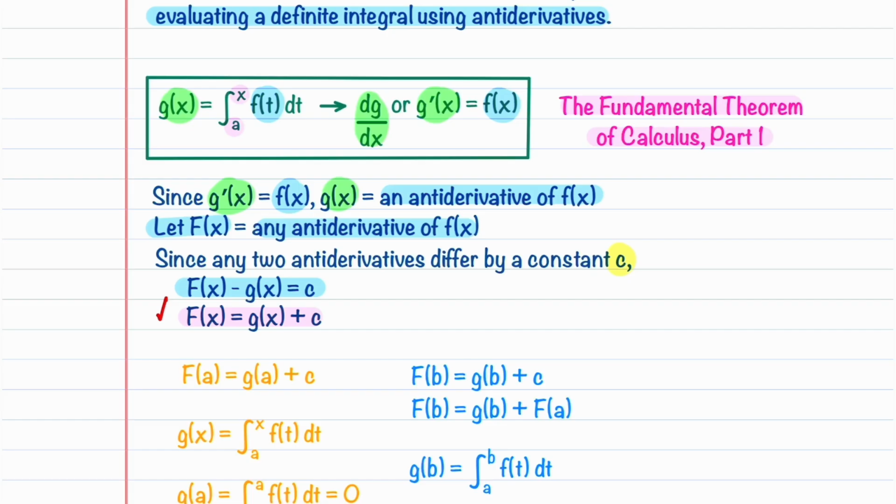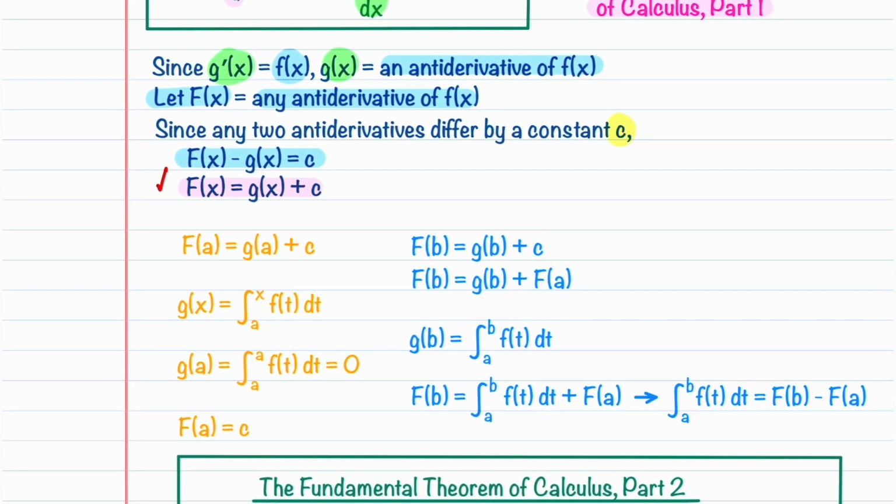What we're going to do now is see how we can use the expression that I marked with a red check and the definition of g of x in the green box above, right here, to find a formula for the definite integral of f of t from x equals a to x equals b. So our goal is to find a formula for our definite integral, and that way we won't have to keep using Riemann sums.